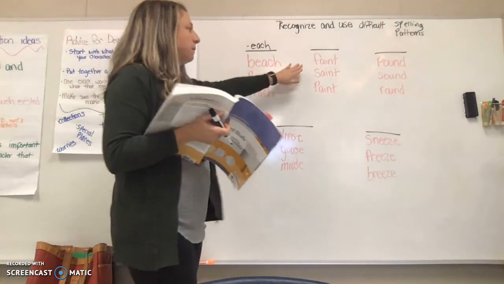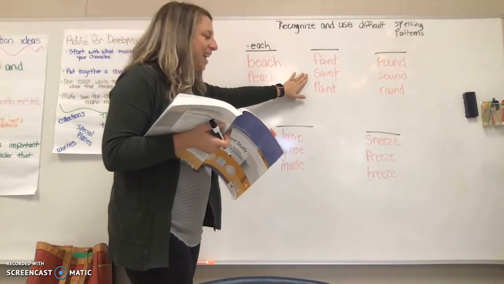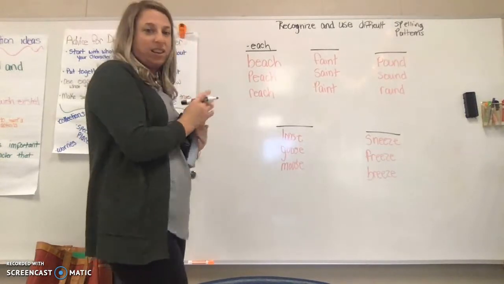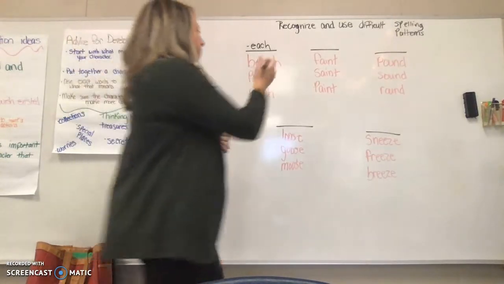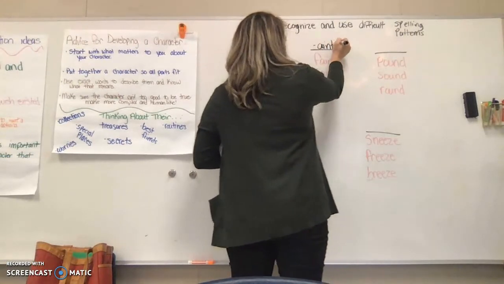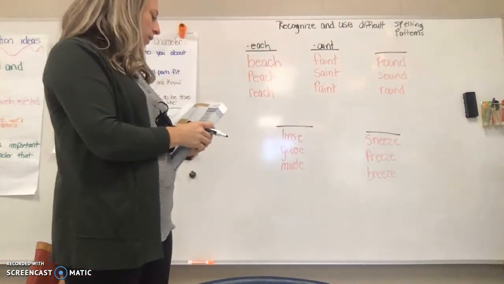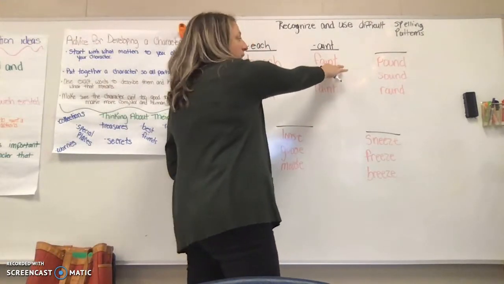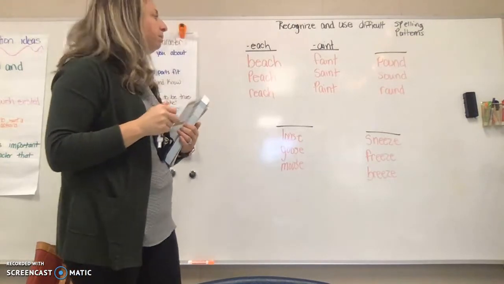Let's look at this one. Faint, saint, paint. What vowel sounds do we hear in those words? That's right. I hear the aint sound. Okay. When we look at that, you notice that it also has two vowels and two consonants together.